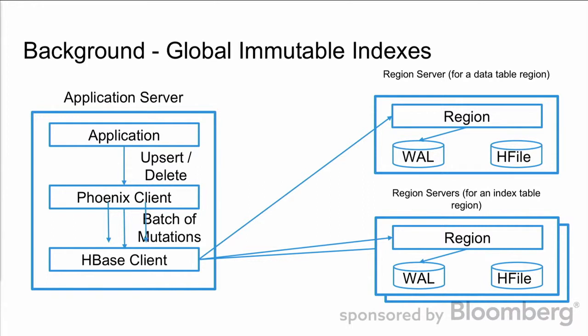For the immutable indexes, again, the upsert and delete request comes to the Phoenix client, and the Phoenix client in parallel sends the mutations to the HBase client, and everything happens in parallel. The data table is updated together with the indexes in parallel today.